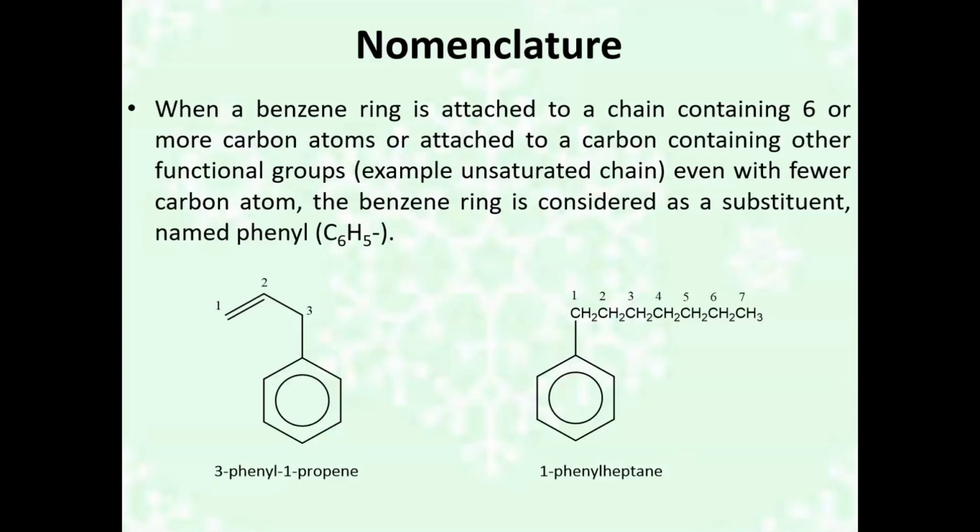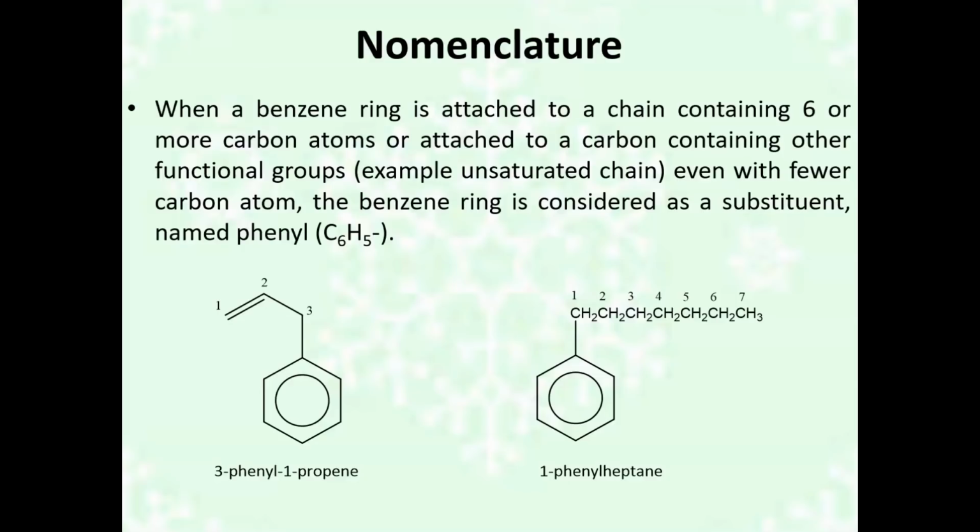The next example is also a chain, and it consists of 7 carbons, which is more than 6 carbons. So this chain, containing 7 carbons, will be the parent part, and the benzene ring is the substituent, called phenyl.